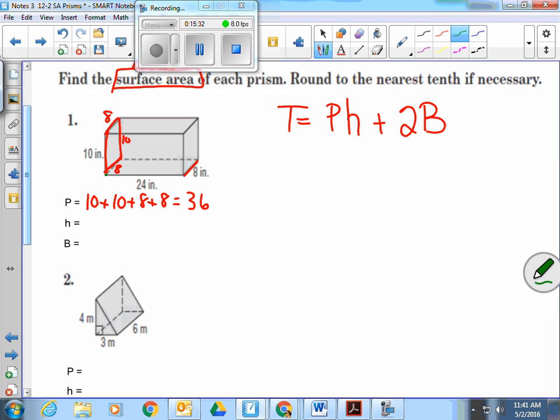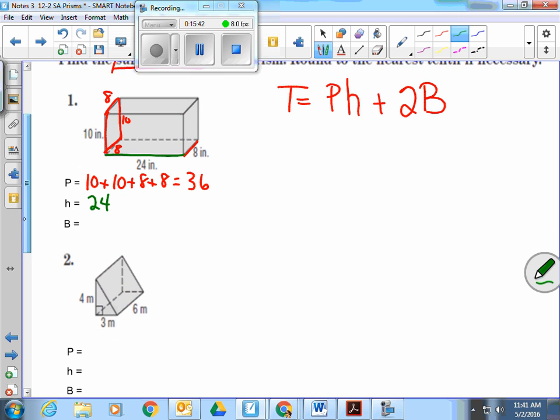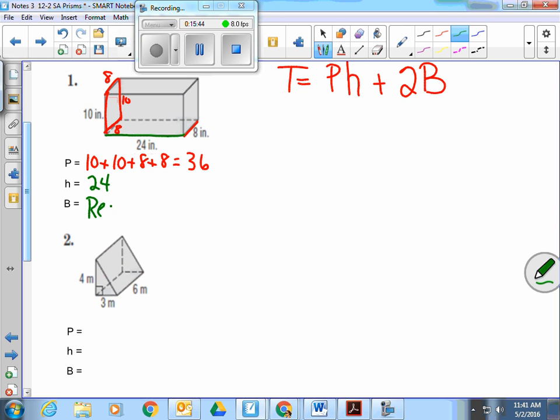What would be my height? Aha, the 24, that's the line that connects the two bases. Now, what shape is my base? Good, it's a rectangle. What's the formula for area of a rectangle? Good, base times height. So now I'm just looking at my rectangle here. What numbers would I use? Good, 8 times 10, which gives me 80.